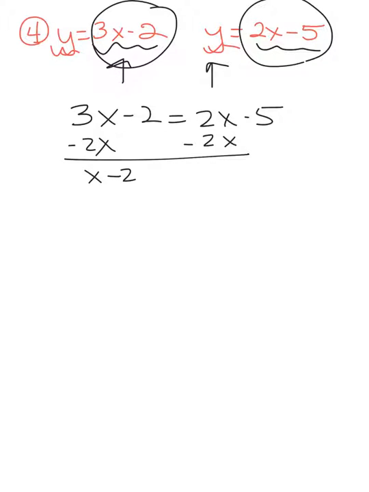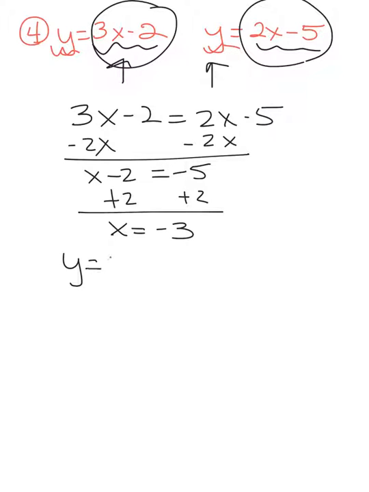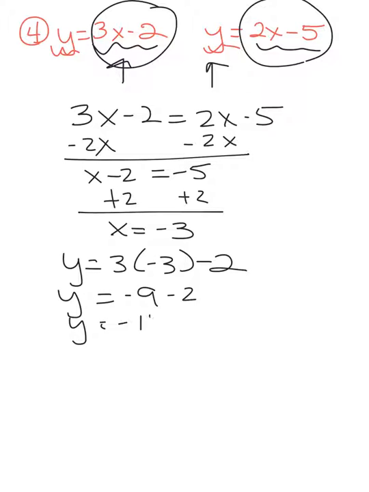Let's solve for x. So I have x minus 2 is equal to negative 5. I'll add 2 to both sides, and I have x is equal to negative 3. Now I can substitute x is equal to negative 3 in either of my equations, so I have y is equal to 3 times negative 3 minus 2. So I have y is equal to negative 9 minus 2, so y is equal to negative 11.